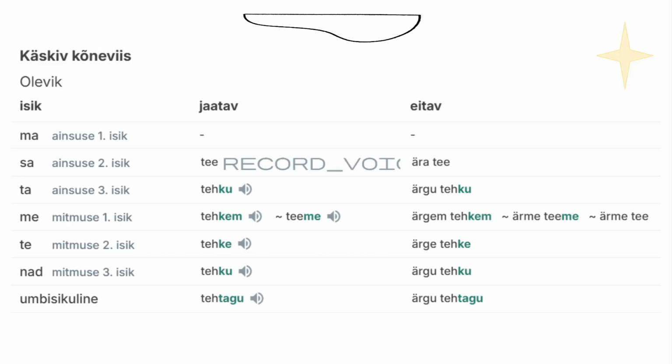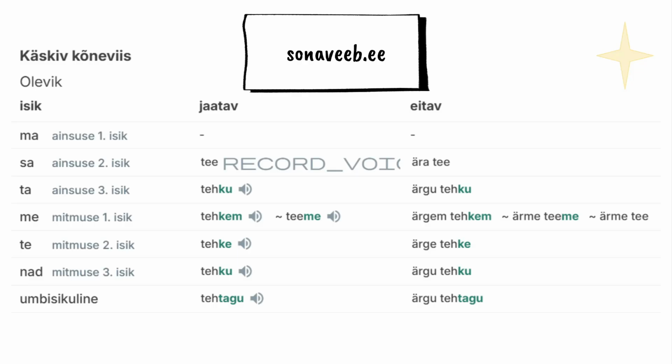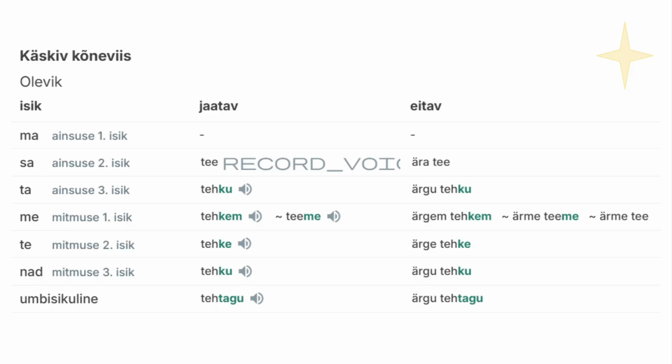And like I said, you can look at sõnaveeb under käskiv kõneviis, so imperative, and then olevik is present, and then under this eitav, so negative. So you can see the me has ärgem tehkem, ärme teeme, ärme tee. And all of these forms are correct. But I would say ärme teeme and ärme tee are way more common than ärgem tehkem. And as you can see, there's also ärgu tehku, ärgu tehtagu, but these forms are not used as often, so this is for you advanced learners out there. But it's not something you need to worry about if you're on the A or B level.